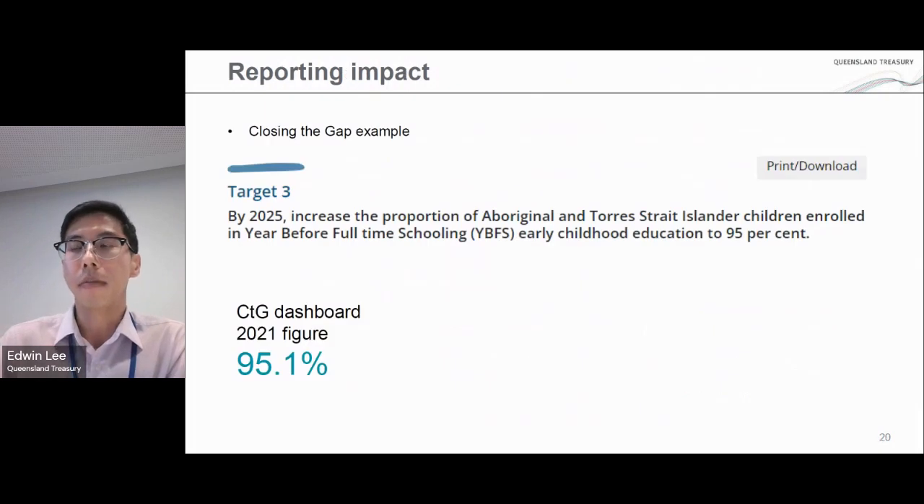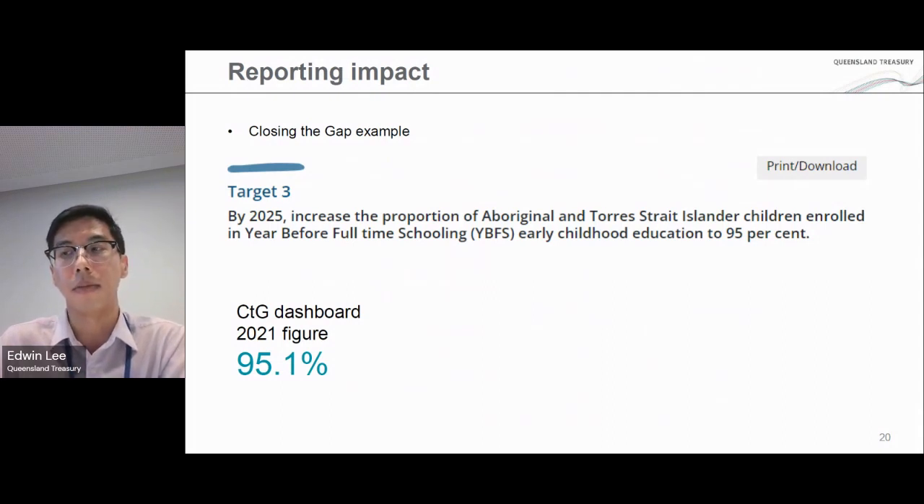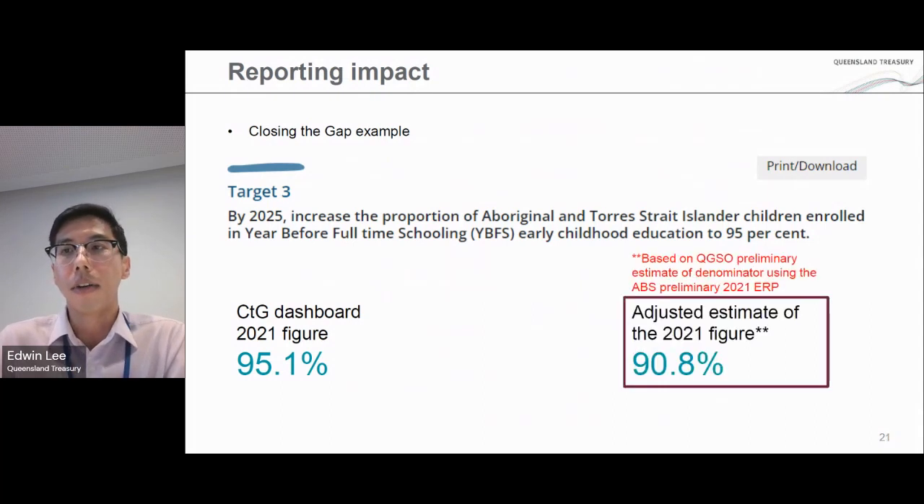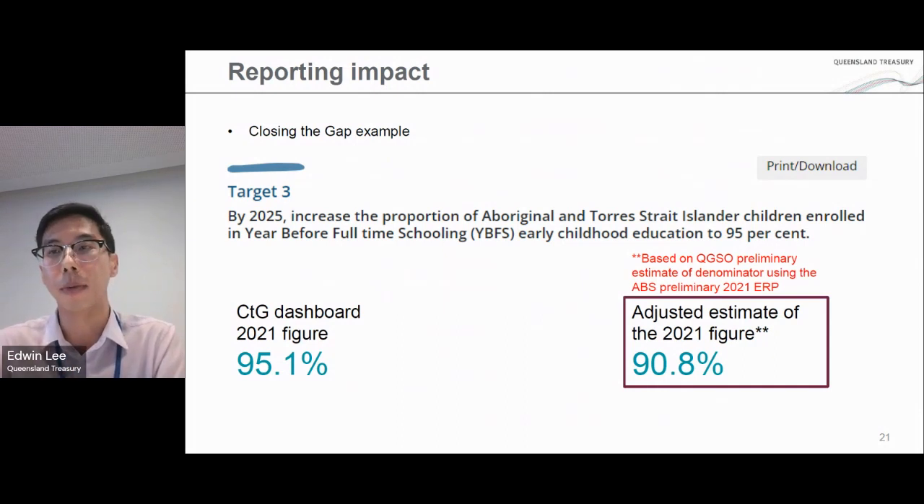And another outcome, so for outcomes with the proportion based on an ERP, such as target 3 of closing the gap shown on the slide here, the impact of the increase in population is more direct. For example, the published proportion for 2021 for Queensland was 95.1 for target 3, which shows this target to be on track and potentially met for Queensland. However, the proportion drops to around 91%, so a bit below the 95% target, when the new estimates of 4-year-olds were used to calculate this corresponding proportion.